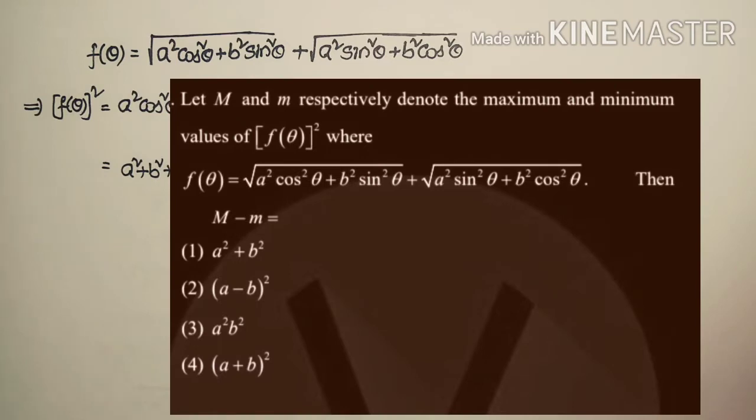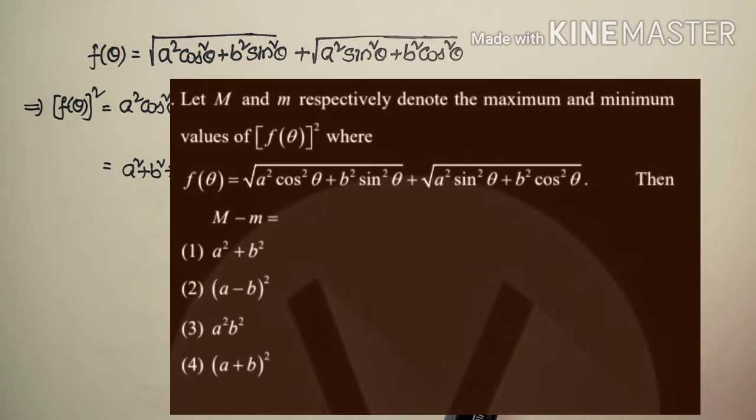Next problem: let capital M and small m respectively denote the maximum and minimum values of f of theta whole square, where f of theta is equal to square root of a square cos square theta plus b square sin square theta plus square root of a square sin square theta plus b square cos square theta. Then what is the value of capital M minus small m? The options are a square plus b square, a minus b whole square, a square b square, and a plus b whole square.